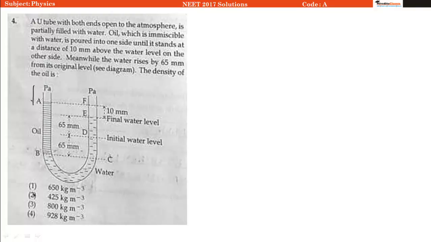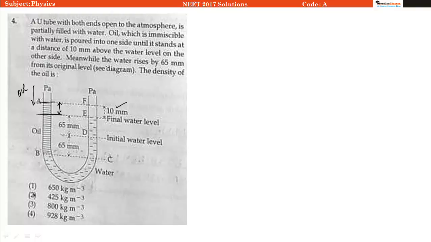Here we have poured the oil from this side, and after some time, when we keep on filling the oil, what happens is that the oil and the water levels have a difference of this 10 mm. Meanwhile, the water rises by 65 mm.